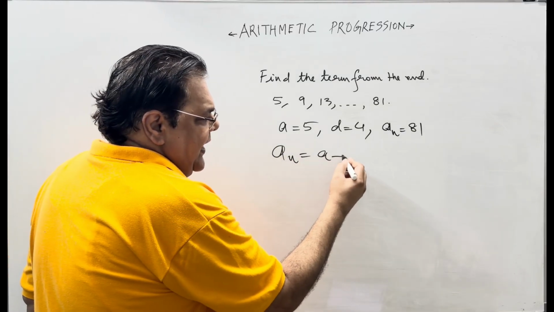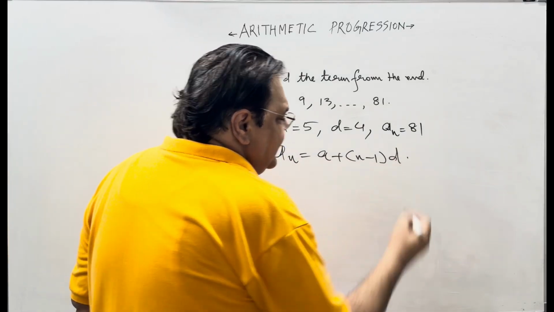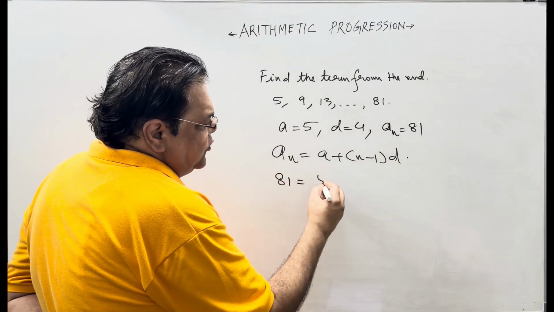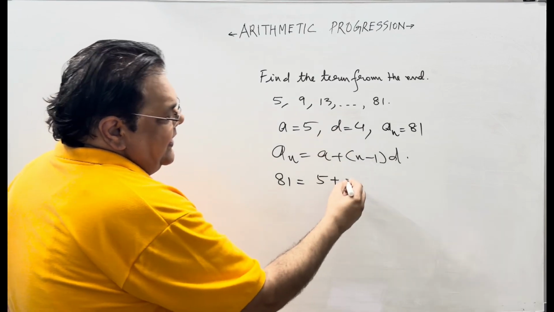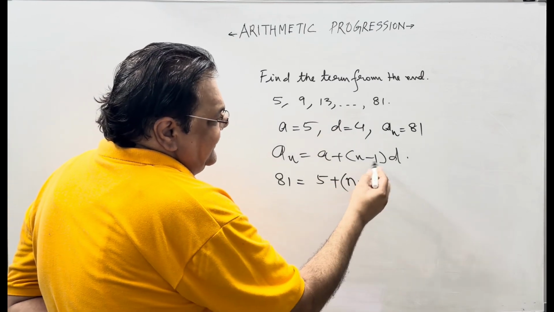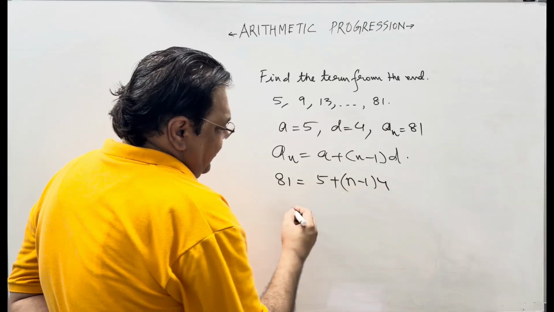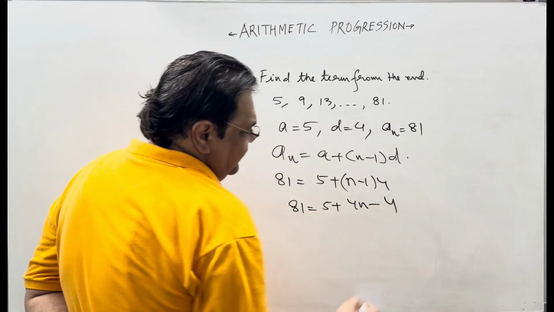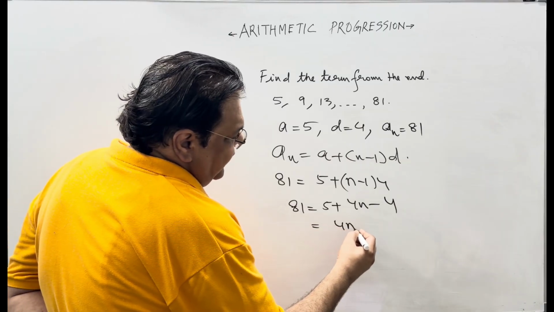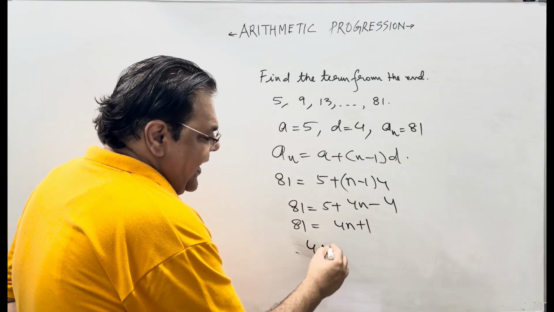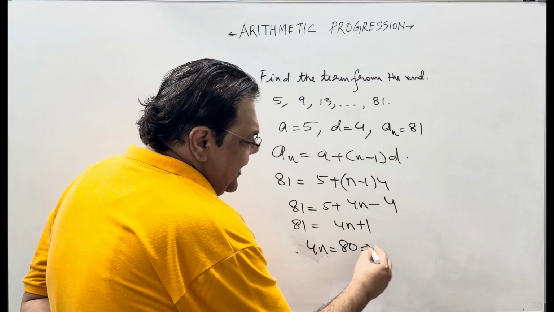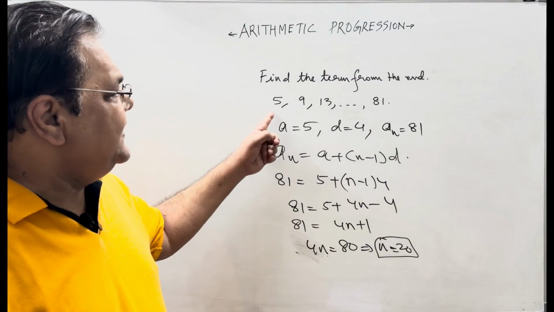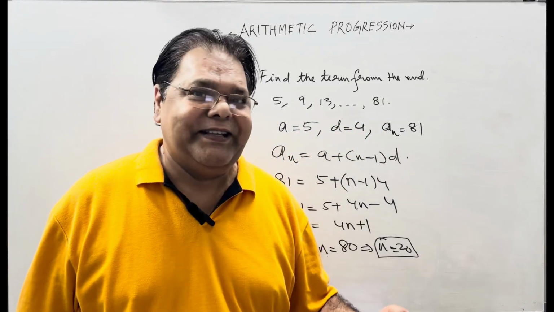You know the formula? an is equal to a plus n minus 1 d. Just put the values here. What you get? 81 is equal to 5 plus n minus 1 d, and d is 4. When you solve this, what do you get? 5 plus 4n minus 4, which is equal to 4n plus 1. 4n is equal to 80, which implies n is equal to 20. So the number of terms in this AP is 20.